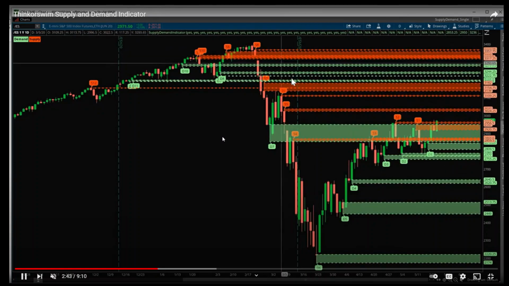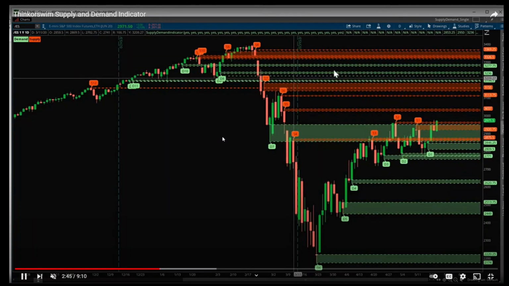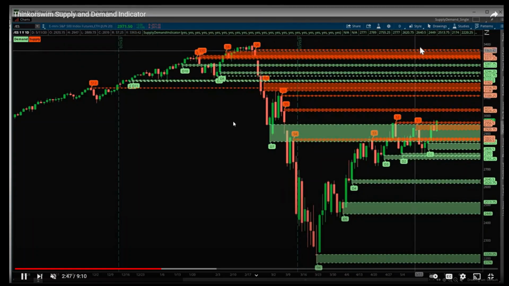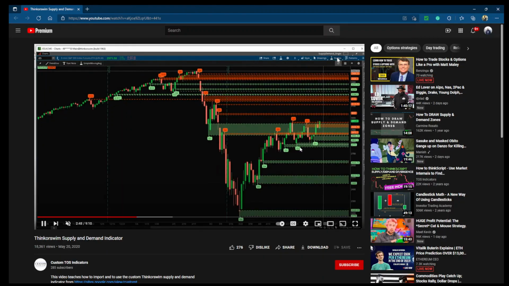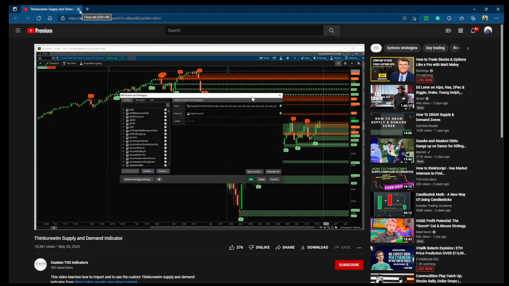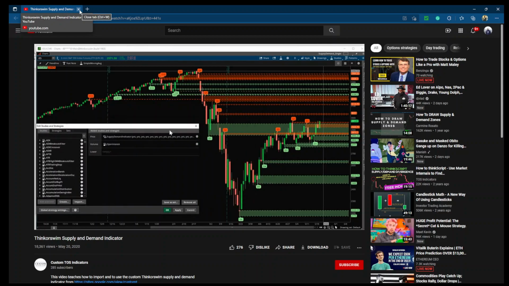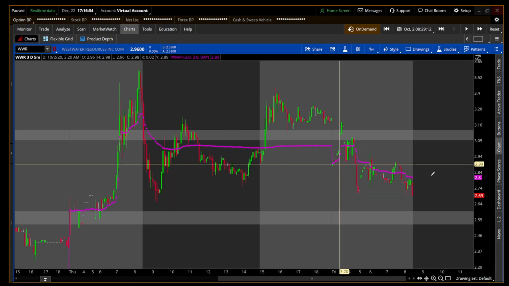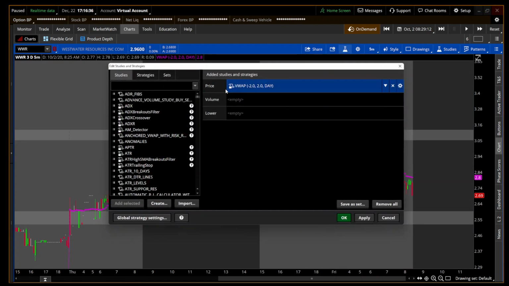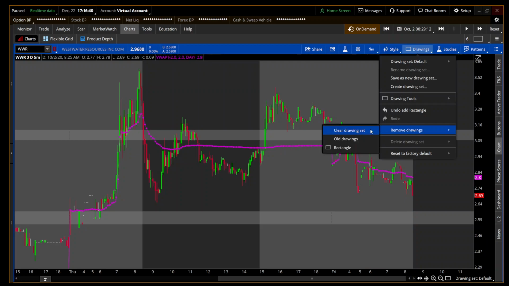This is her version of the Thinkorswim, I mean, of the supply and demand zone, and it's based off the same information of the pivots, fractal pivots, and chaos theory by Williams. So I'm gonna go ahead and put the study on here. Let me get rid of those boxes now.